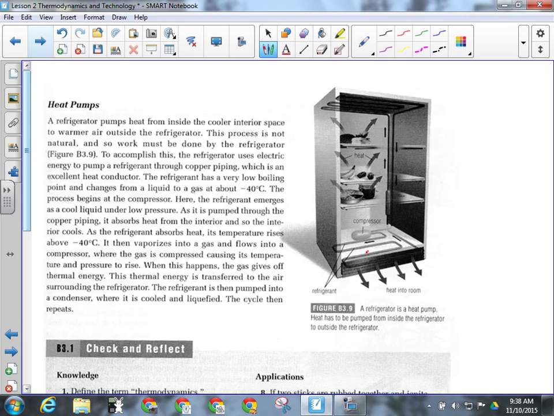No, it's taking the heat from the food. The food is hot, right? We want to get that heat out of the fridge so that everything in the fridge remains cold. So it pumps it into the surroundings.